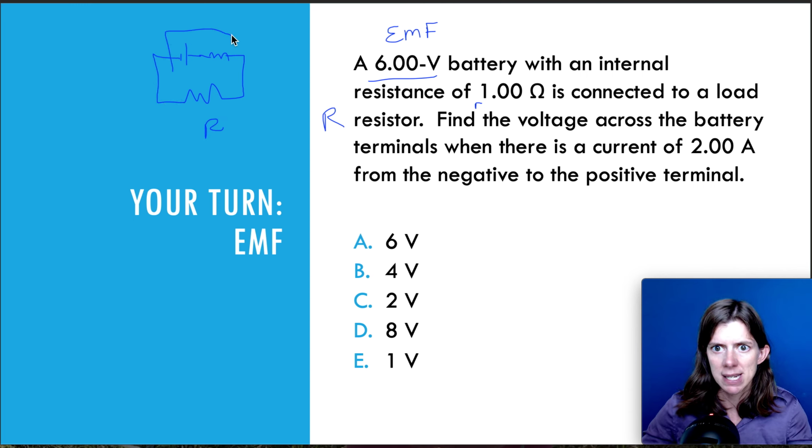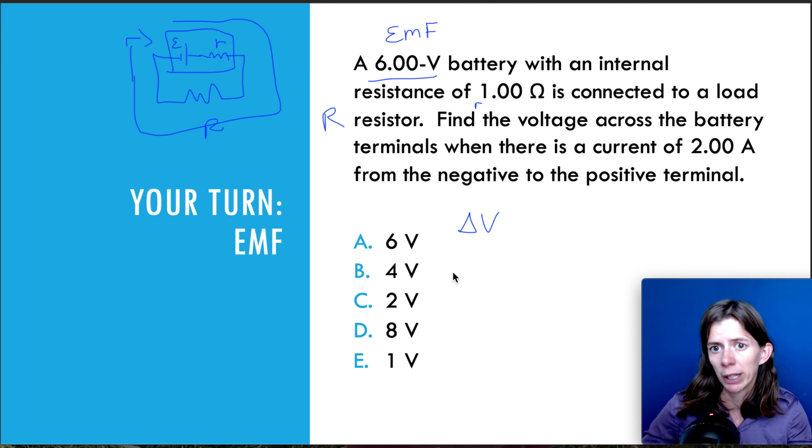The battery is this whole thing. This is your load resistor. We just call it load resistor to differentiate it from the internal resistor, little r. So, find the voltage across the battery terminals when there's a current of 2 amps from the negative to the positive terminal. So there's a current of 2 amps flowing through this whole circuit. What is the voltage across the battery? That is the terminal voltage. That's what we're looking for.